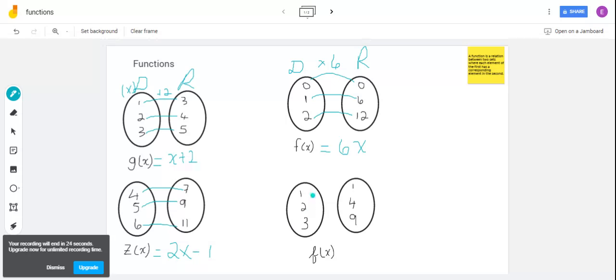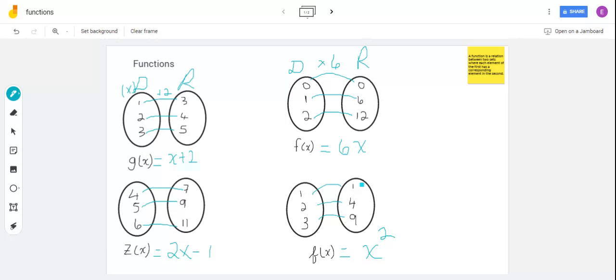This last one here is just a simple multiplication. So we're saying that the value of x that I have, I squared it for this one here. So I said 1 squared is 1, 2 squared is 4, and 3 squared is 9. So there you go, looking at identifying functions. Boom.